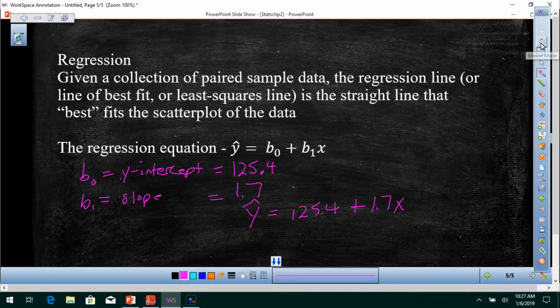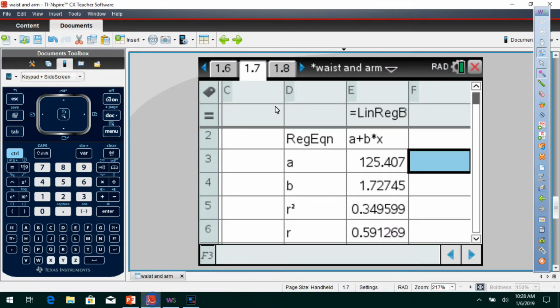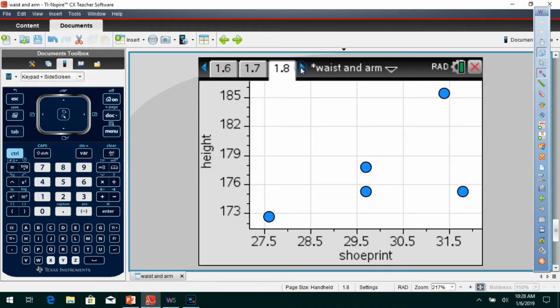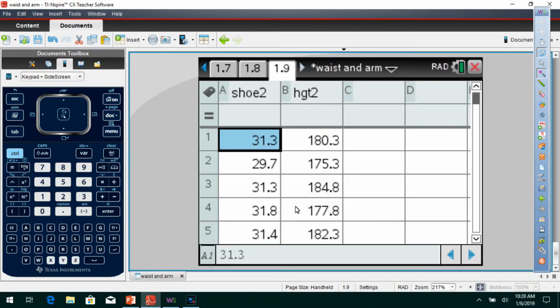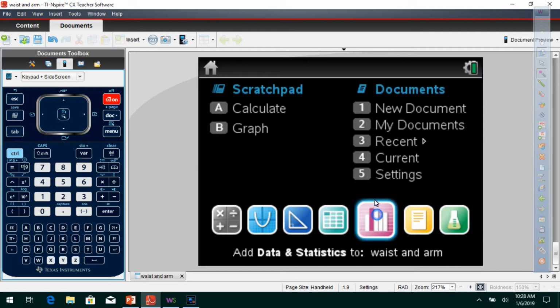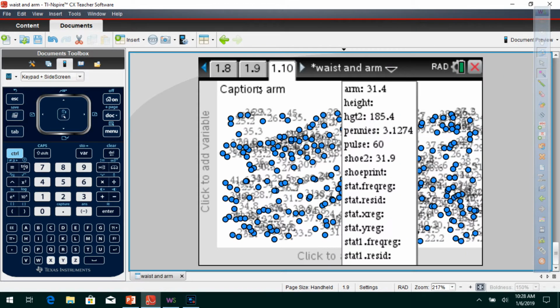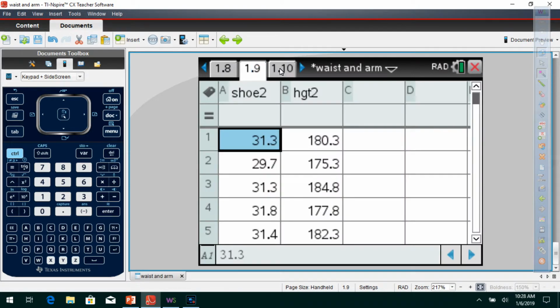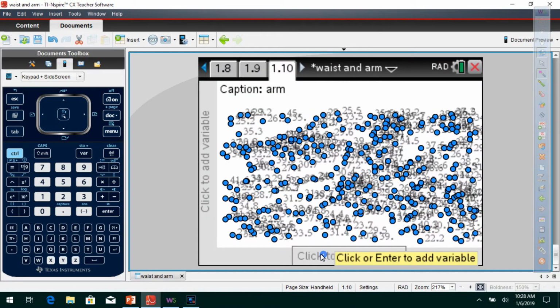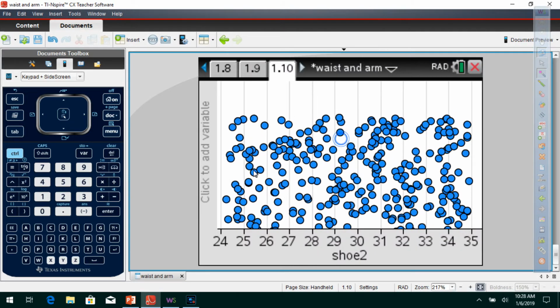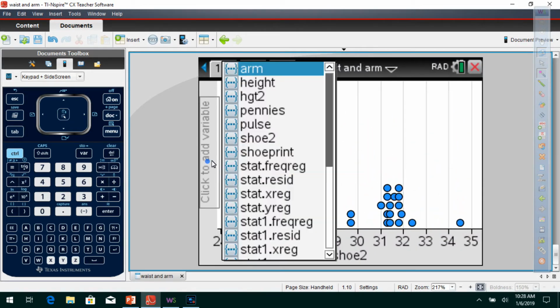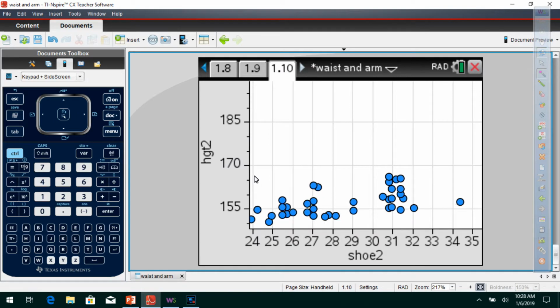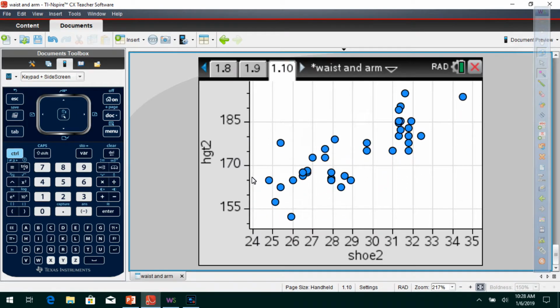Well, let's go back for a second here. What if we had more? Okay, what if we had more? So let's go on graph. This time we've got 40. And what did we call them? We called them shoe 2 and height 2. So let's go to shoe 2 and height 2.